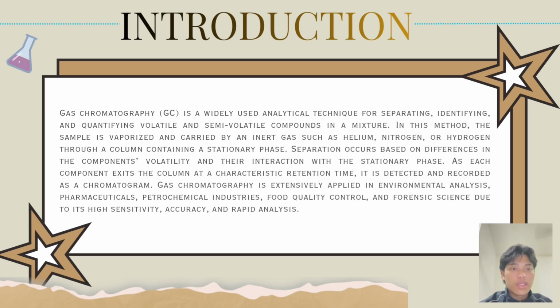through a column containing a stationary phase. Separation occurs based on differences in the components' volatility and their interaction with the stationary phase. As each component exits the column at a characteristic retention time, it is detected and recorded as a chromatogram.